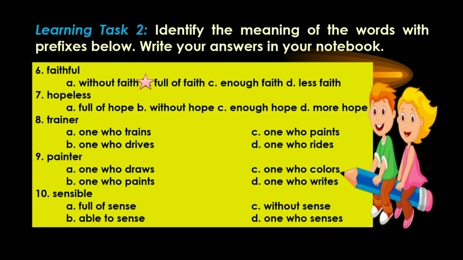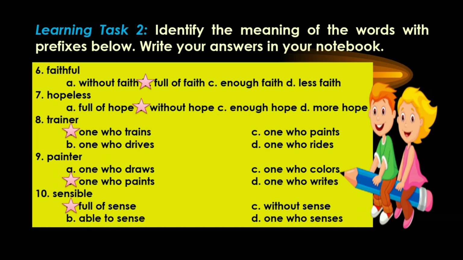Number 7, hopeless. Is it full of hope, without hope, enough hope, or more hope? It means without hope. And number 8, trainer. Trainer means the one who trains. Letter A. 9, painter. Painter means the one who paints. And number 10, sensible. Sensible means full of sense.